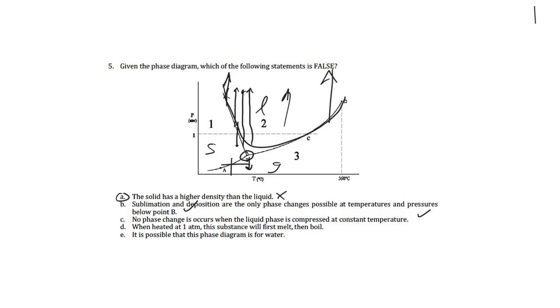When heated at 1 atmosphere, the substance will first melt. So if we take at 1 atmosphere a solid, it eventually melts and eventually turns into a gas. So we undergo the normal phase transitions of solid to liquid to gas at atmospheric pressure. And then this could possibly be water, because water has all these properties. Water has the property that its liquid is more dense than the solid, so the solid floats on the liquid water, and then has a normal solid liquid melting process. So this could possibly be the phase diagram for water.